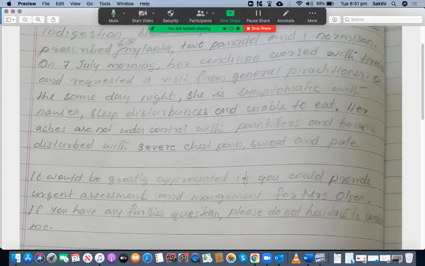It should be "become disturbed with the chest pain, severe chest pain, sweat, and pale." Okay, all right. So the thing is that "the headaches are not under control." I don't know whether she is referring to these things at present. If that's the case, then it's okay. But if they occurred in the past, she should have used "were not under control."